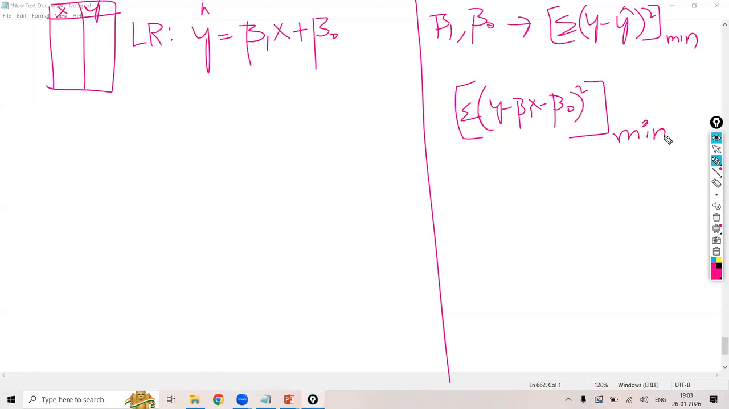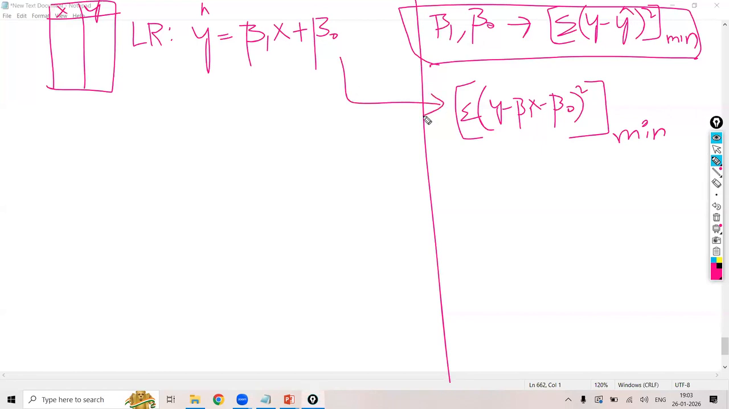So for any regression project, the slopes and intercepts will be calculated on only one concept, which is the sum of the squares of error should be minimum, which is nothing but the OLS technique. Whether it is linear regression or non-linear regression or any other regression, the equation changes, but finally the concept remains the same. The error should be minimum, right?